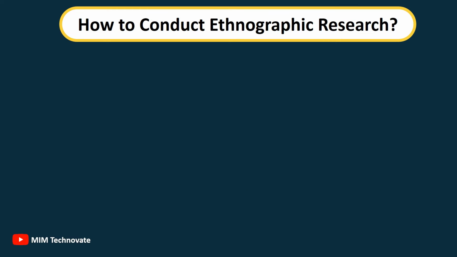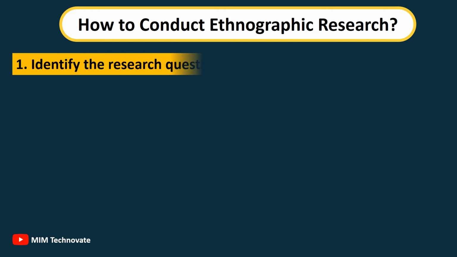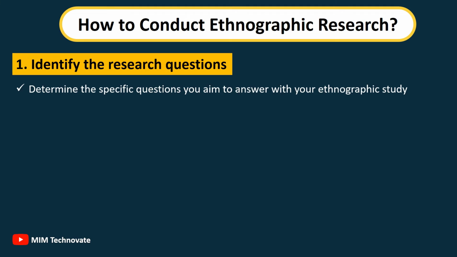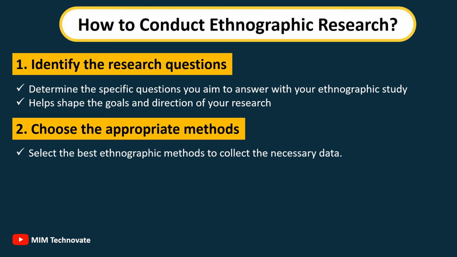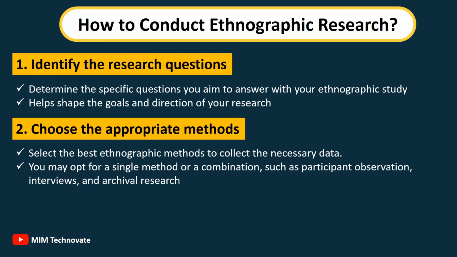How to conduct ethnographic research? Number 1. Identify the research questions. Determine the specific questions you aim to answer with your ethnographic study. This initial step helps shape the goals and direction of your research. Number 2. Choose the appropriate methods. Select the best ethnographic methods to collect the necessary data. You may opt for a single method or a combination, such as participant observation, interviews, and archival research.